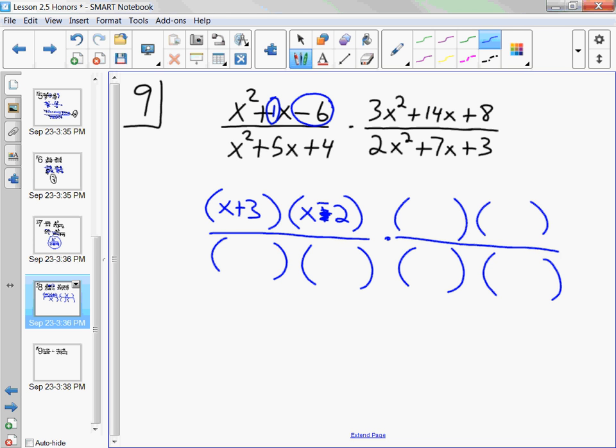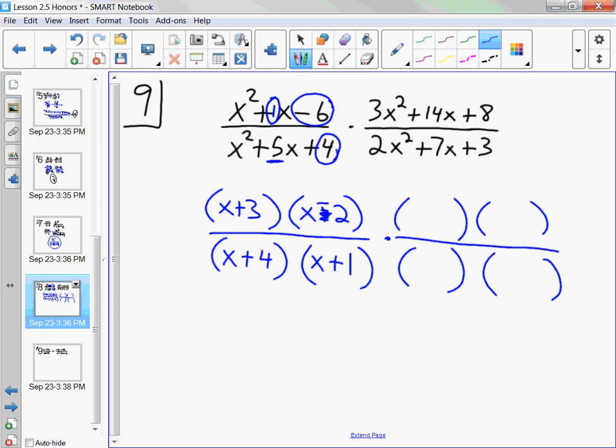Okay, looking for 2 numbers I can times together and get 4, add together and get 5. That would be x plus 4 times x plus 1. 1 times 4 is 4, and 1 plus 4 is 5.